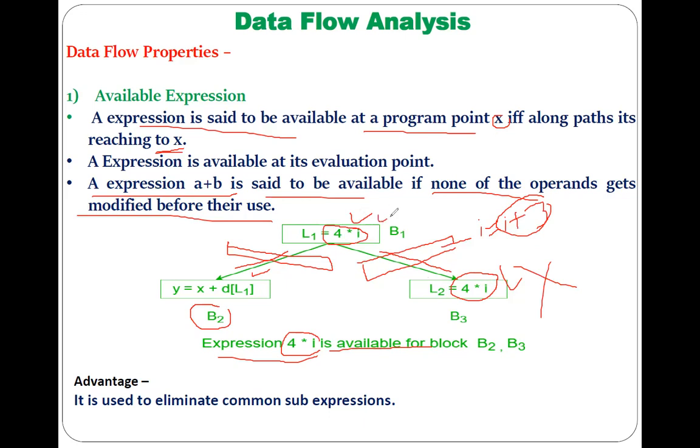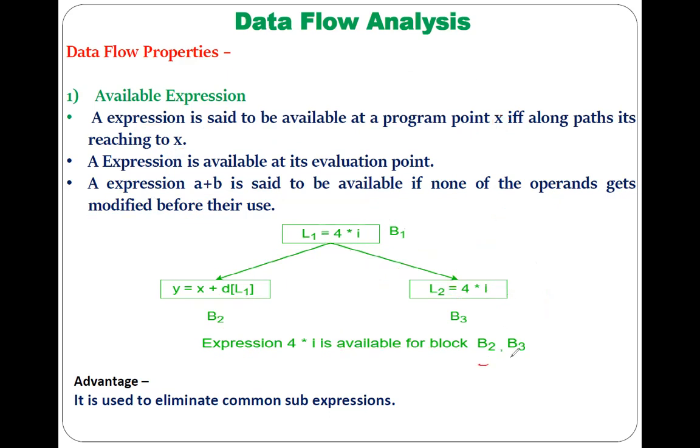Because when this expression goes from B1 to B3, its operands should not get changed, meaning neither 4 nor the I value should be changed. If the I value gets changed, then we cannot say the expression 4 into I is available at B3. Or even if it gets changed somewhere here, then you cannot say the expression 4 into I is available at B2. So 4 into I must reach B2 or B3 without modifying the value of I. Then and only then can you say 4 into I is available for the next part of the program, that is B2 and B3.